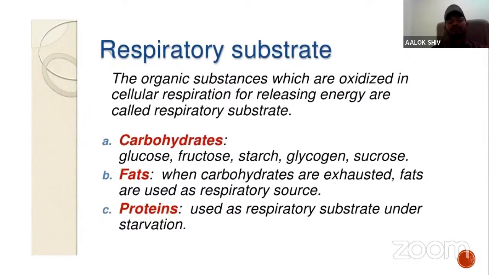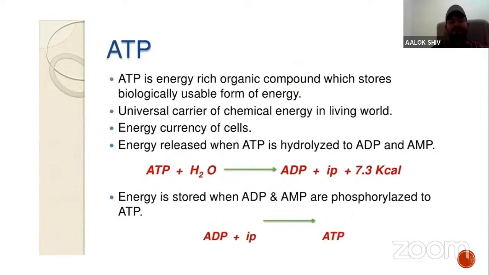In respiration, first of all, carbohydrates are utilized, okay, and after that, fats are utilized, and at last, proteins are utilized, and that's why they are the respiratory substrate under starvation. So you have to remember the sequence. First the carbohydrate, then fat, and then protein. This is the sequence of use as a respiratory substrate.